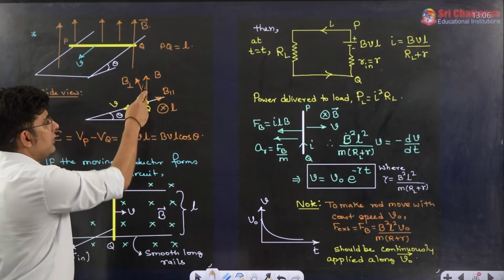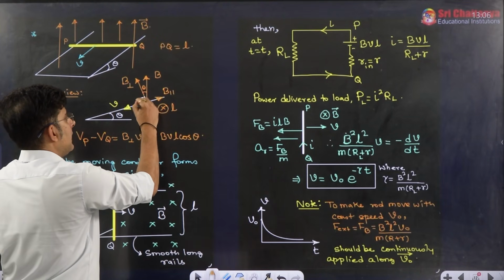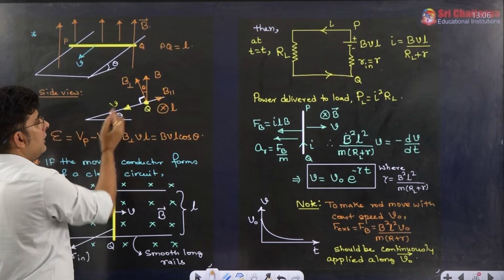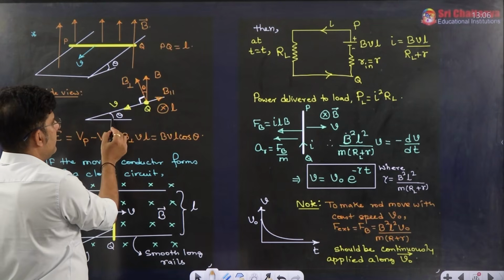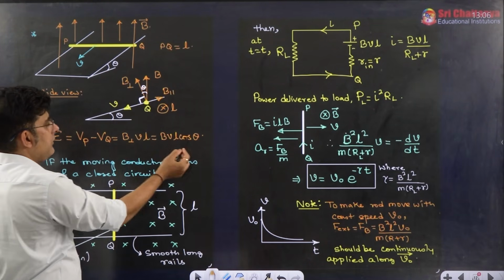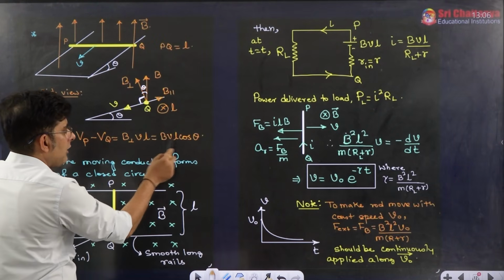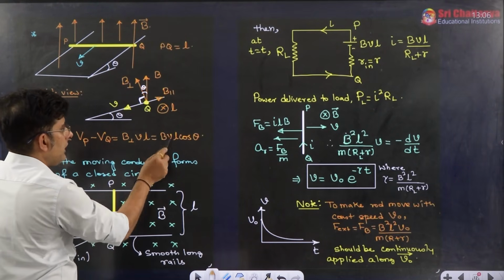So we have to take components of the magnetic field, one component which is perpendicular to the inclined plane, that will be perpendicular to velocity also, that is B perpendicular. Now if this angle is theta, this angle will also become theta. So B perpendicular will become B cos theta. So we will get EMF will be B cos theta into V into L.